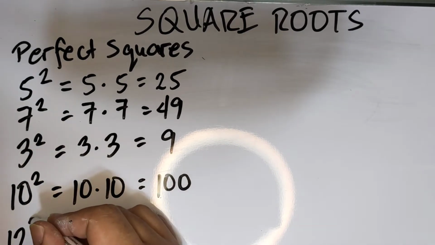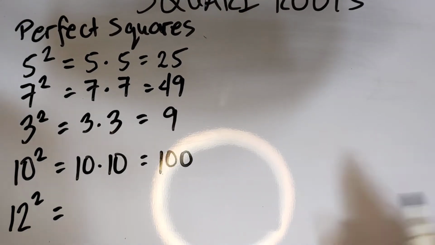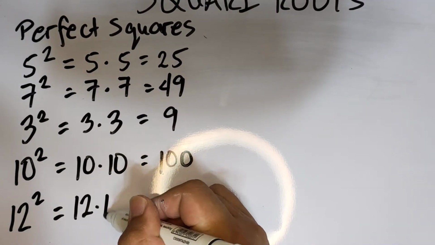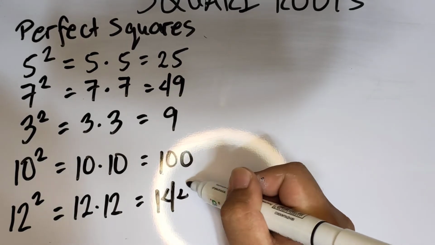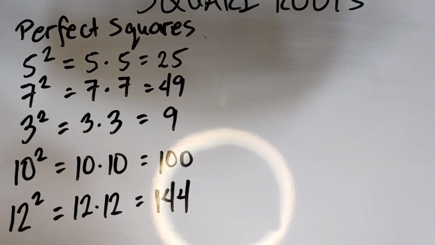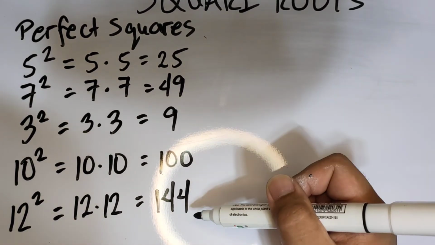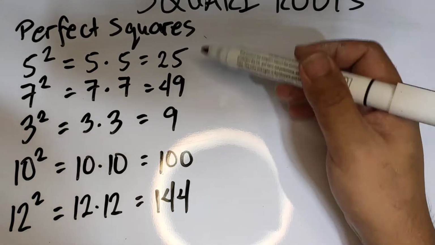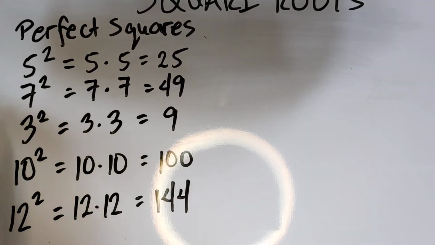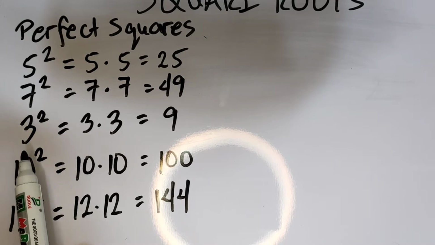12 square. 12 square is 12 times 12. That is 144. Okay? So, 25, 49, 9, 100, and 144 are called perfect squares. Nakuha yung mga yan kasi multiply natin yung isang number sa sarili niya. Okay? Halimbawa, yung 9. That is 3 square. 3 times 3. Okay?